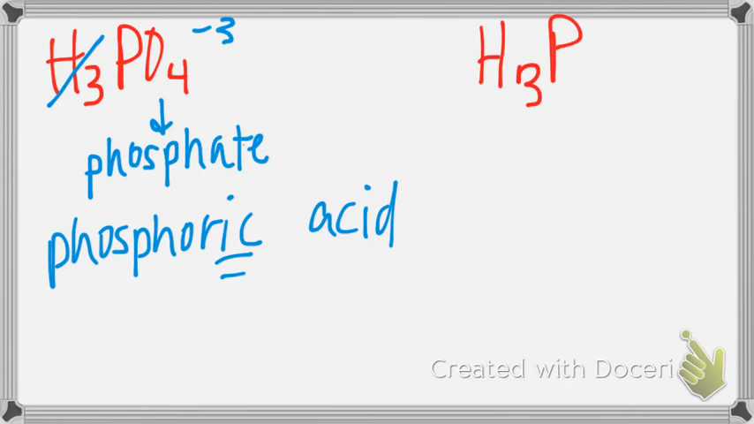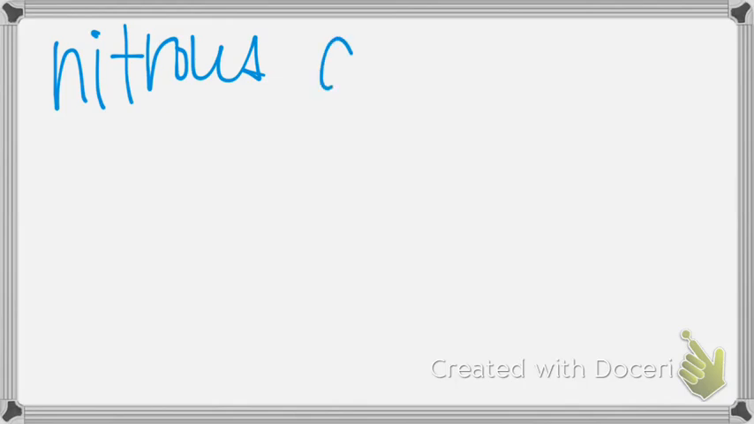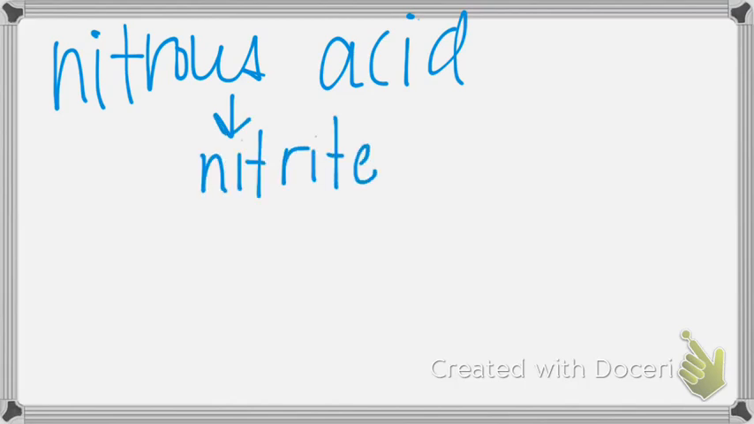Okay, are we feeling okay about that? Give me the formula for nitrous acid. Okay, let's walk through this one. Nitrous acid needs to come from nitrite. So first of all, you have to know what nitrite is. It'd be HNO2. What is the formula for nitrite?